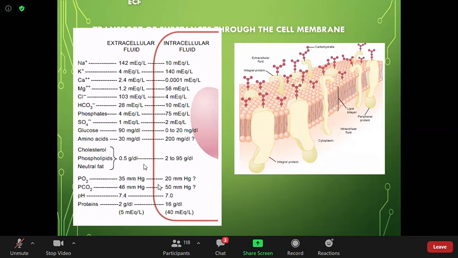You remember this? Extracellular, you're supposed to memorize this, right? Extracellular fluid and intracellular fluid.